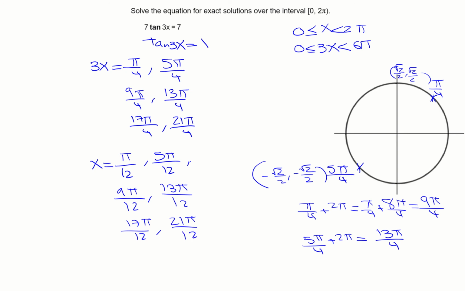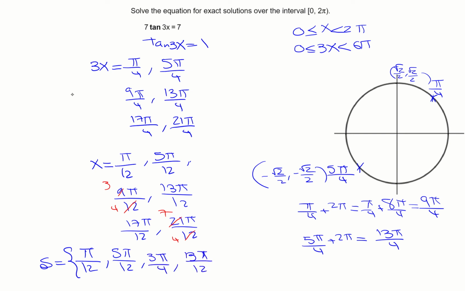Now we always want the simplest form of every answer. We notice that 3 goes into 9 3 times, into 12 4 times, and 3 goes into 21 7 times, into 12 4 times. So now we can write all our solutions in simplified format in our solution set. So we have pi over 12, 5 pi over 12, then we have 3 pi over 4, 13 pi over 12, 17 pi over 12, and 7 pi over 4. And that should wrap it up.